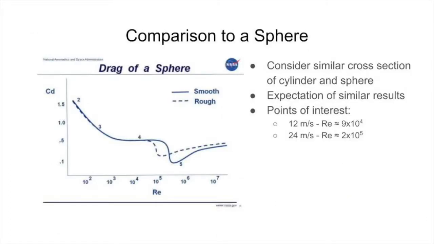Considering the cross-sectional profile of a sphere is similar to the cross-sectional profile of a cylinder, a comparison of the experimental data can be made to the drag of the sphere versus Reynolds number. Image courtesy of NASA at www.nasa.gov.